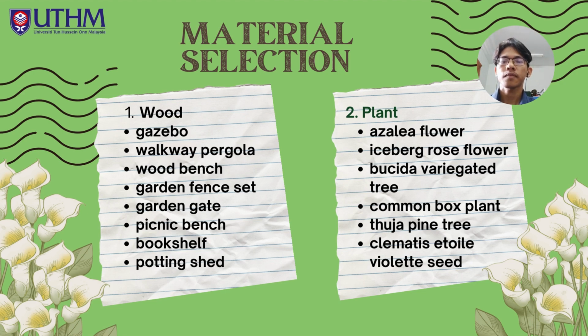For our plant material selection, we use azalea flower, iceberg rose flower, bukida variegated tree, common box plant, thuja pine tree, and clematis etoile violet seed. We choose these plants because they are crucial to landscaping, since they enhance any outdoor area with color, texture and scent.